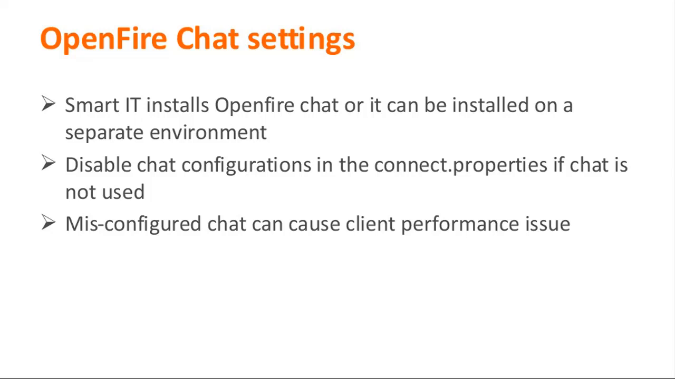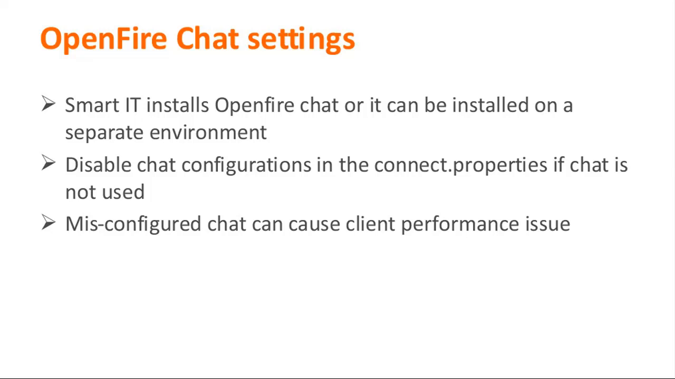However, we've noticed a lot of customers do not use the chat in Smart IT. So if you're not using the OpenFire chat, you should make sure you disable it completely in the connect.properties. Misconfigured chat can cause client-side performance issues. We noticed in some customer instances they had 3 Smart IT servers, and OpenFire was disabled on 2 of the servers and not disabled on 1 of the servers.